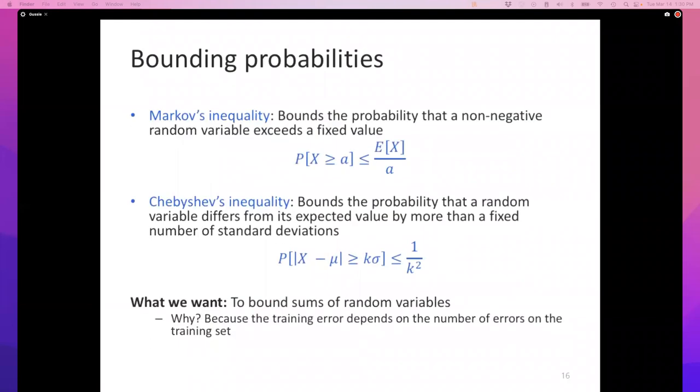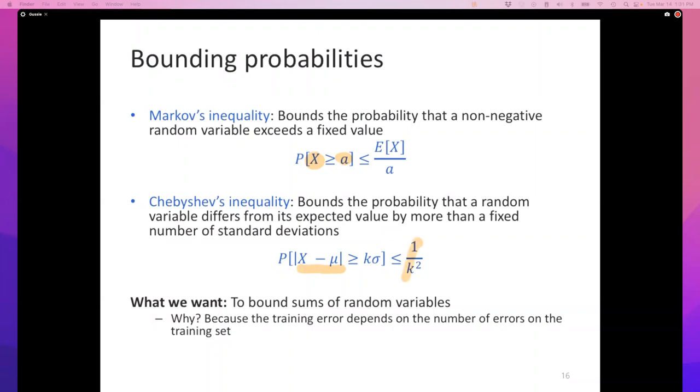Other bounds that you may have seen before are Markov's inequality and Chebyshev's inequality. Markov simply says, what's the probability that a certain non-negative random variable exceeds some constant? Probability that X is more than A is going to be less than the expected value of X divided by A. That's Markov's inequality. Chebyshev is simply saying, what's the probability that the absolute value of X minus the mean, meaning how far it is from the mean, is more than K standard deviations? It is going to be less than 1 over K squared.